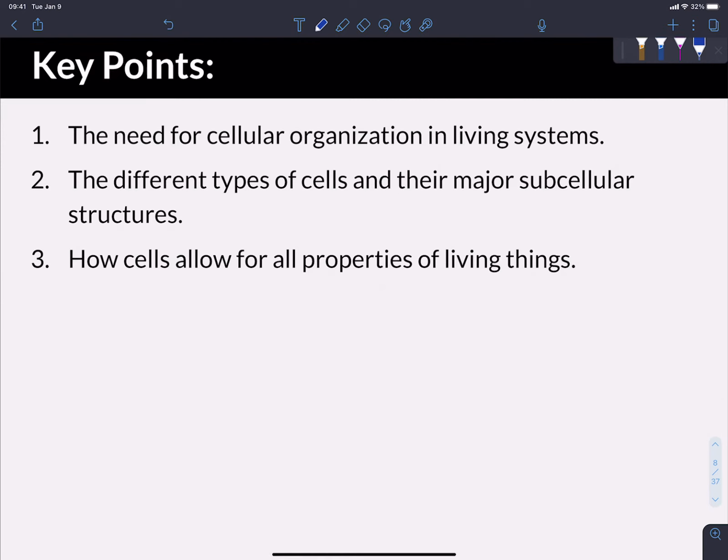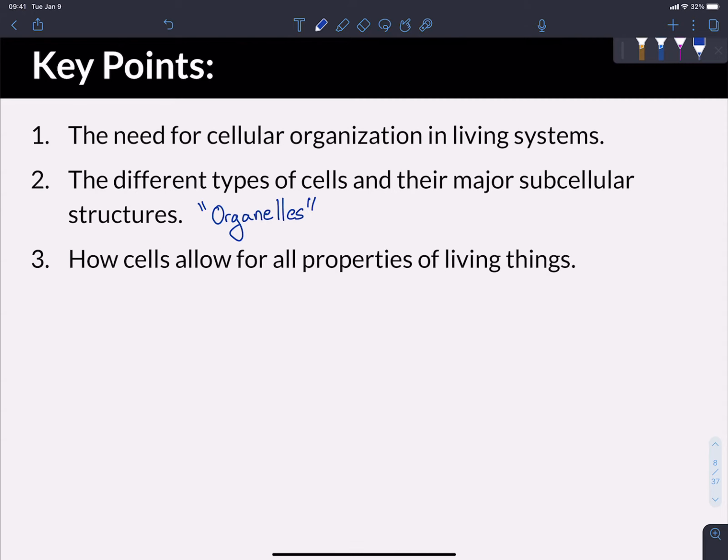So the key points that we'll be talking about in this video are why living systems are organized as cells, and then the different types of cells in very broad terms, and their major subcellular structures. And we'll go ahead and drop another vocabulary term in right here. We call these subcellular structures organelles. It's like organs in your body, but they're smaller because they're in cells, so they're organelles. That's how they got their name.